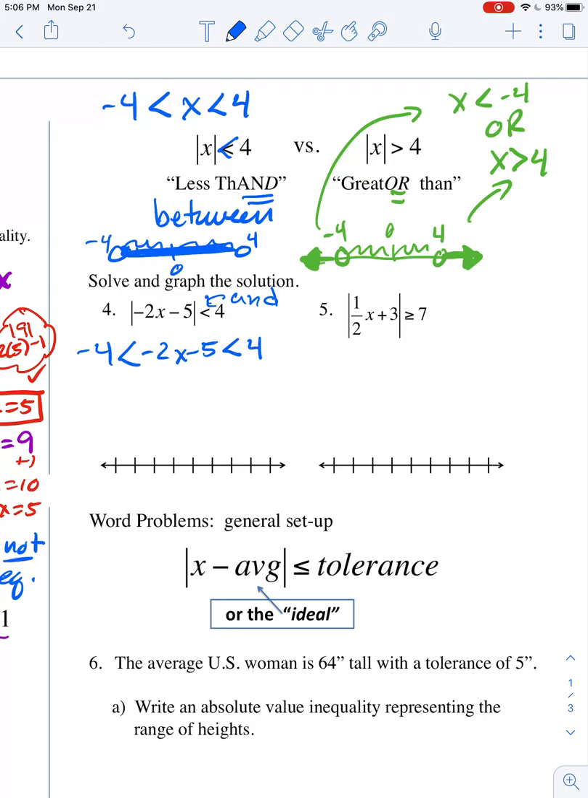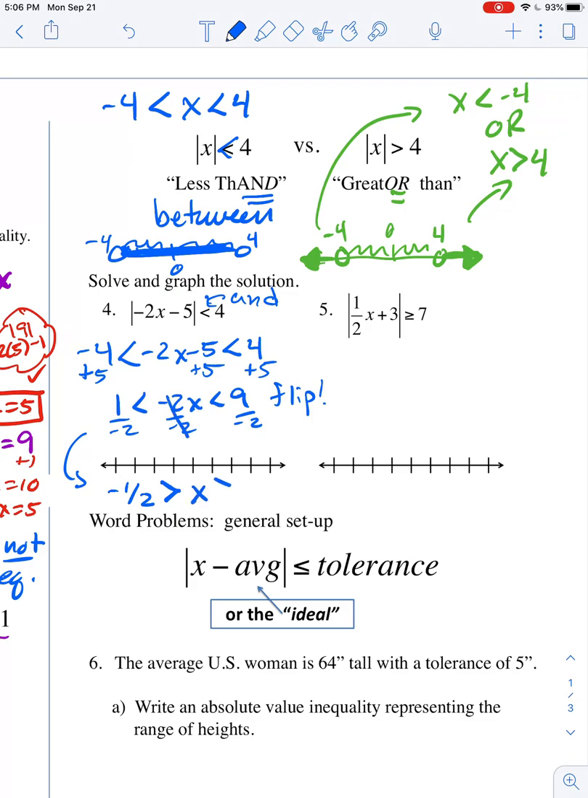So the more confident you felt about that before, the easier this will be. I'm going to go ahead and add 5 to all of the parts. So now I'm sitting at 1 less than -2x less than 9. And then I need to divide by -2. Okay, keep in mind, when I divide by that -2, I'm going to need to flip that over. So if I divide each of these by -2, I'm going to be at -1/2. This is going to flip over. That's going to be just x. This is going to flip over, and I'm going to be at -9/2.